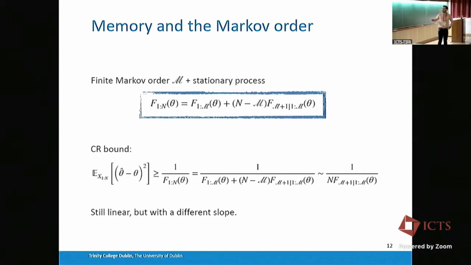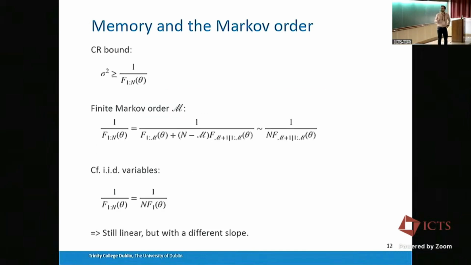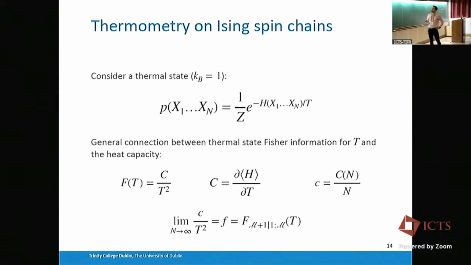Yeah? So this is what I've promised before. Ultimately, what we get is the Cramér-Rao bound is approximately, for large n, 1 over n, but now with this new quantity, which is this thing over here. Yeah? So it's still linear, but it has a different slope now, which could be in principle smaller or larger, and we'll see that. So this is just comparing it again to the IID case. Same thing with different slope.